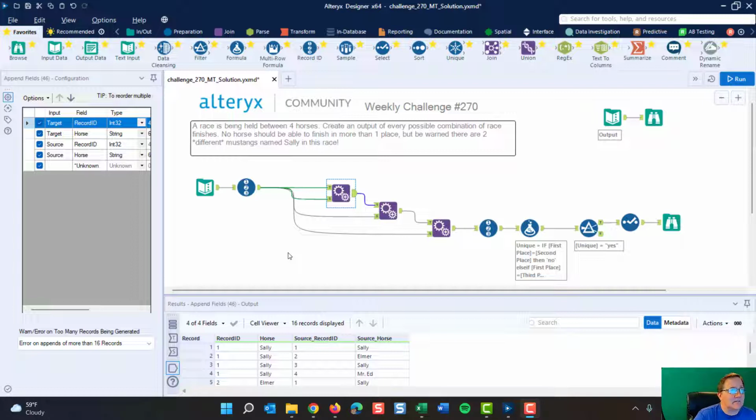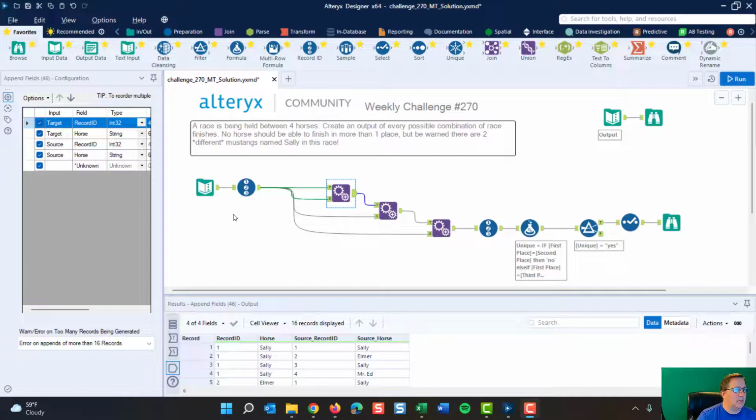Today's session is going to be weekly challenge number 270. It's a beginner challenge, and it talks about you've got a horse race with four horses. What is every single possible combination that could result in the race? You have to keep in mind that you can't have one horse in two places. You can't have a single horse coming in first and third. Now, mind you, it gets a little tricky because there are two horses named Sally.